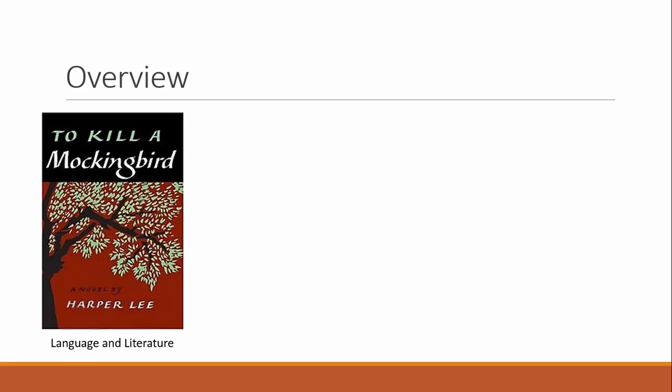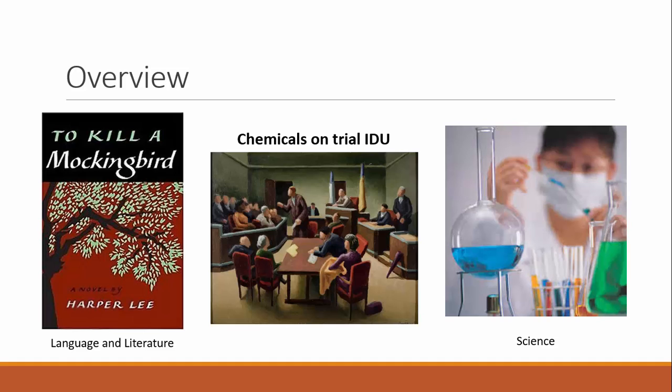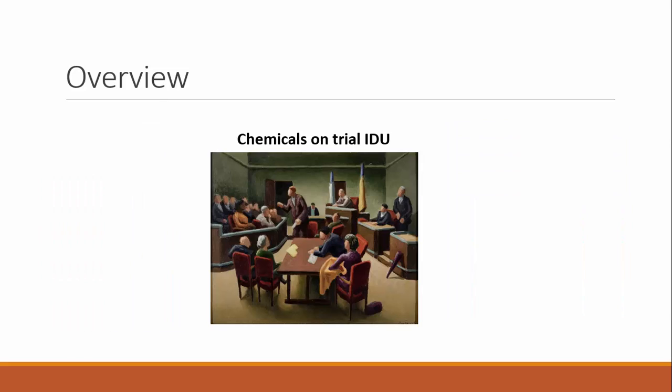So first of all, the overview. An interdisciplinary unit comes about because in language and literature in Grade 8 they've been studying To Kill a Mockingbird, a novel by Harper Lee which has a very famous court case scenario at its centre. Whilst in science they're studying chemistry and chemicals. And if we put these things together, what we have is the Chemicals on Trial interdisciplinary unit, which looks at the skills from both of these subjects and brings them together for one simple activity.